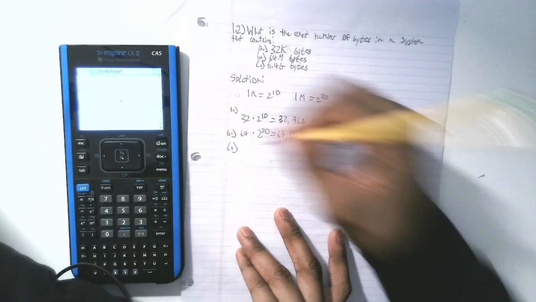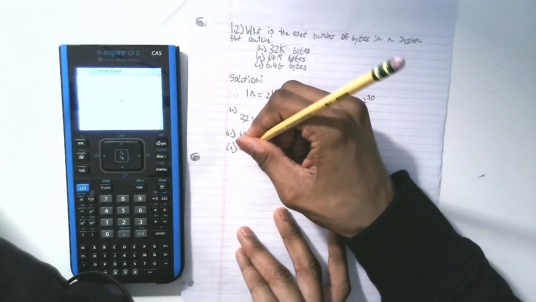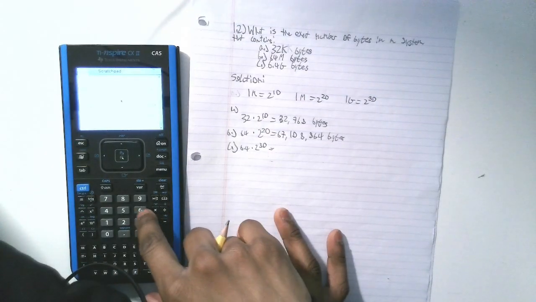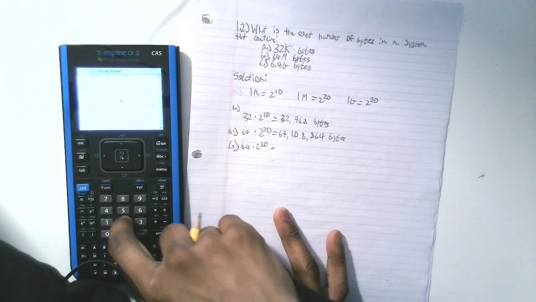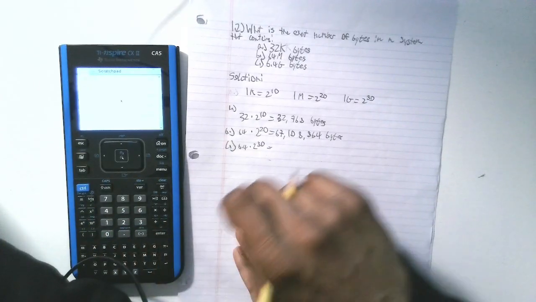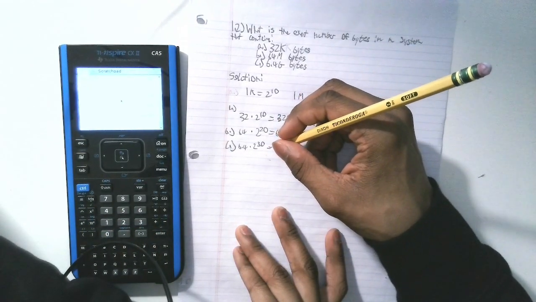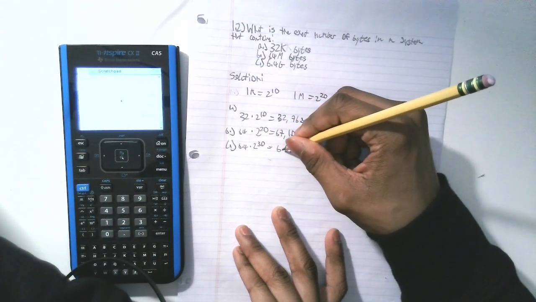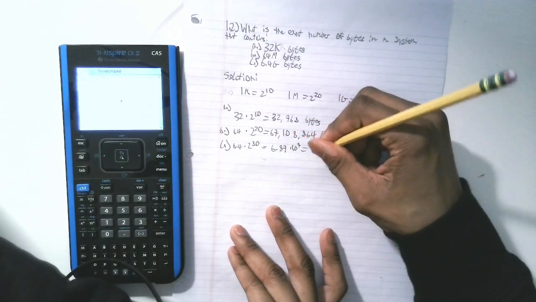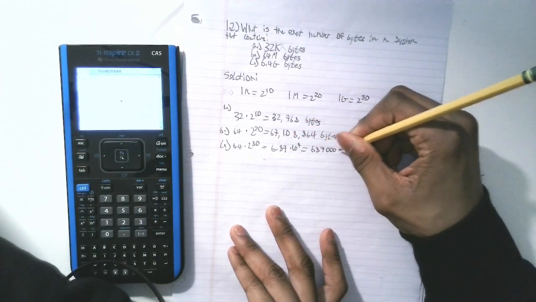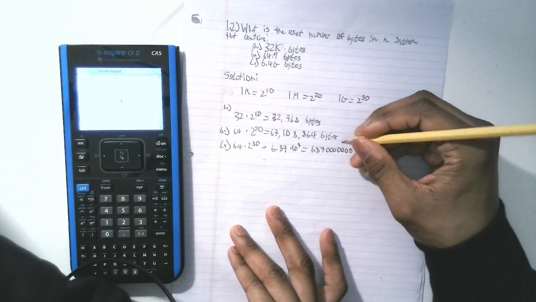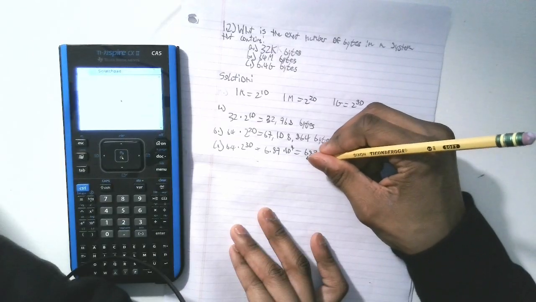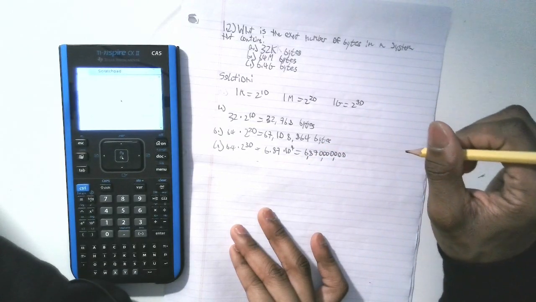And for C, we would do the same thing. It would be 6.4 times 2 to the 30. I'm assuming for this answer I'm going to get scientific notation. We can round this to around 6.87 times 10 to the 9. That would be equal to 6,870,000,000, which is about 6.87 billion bytes.